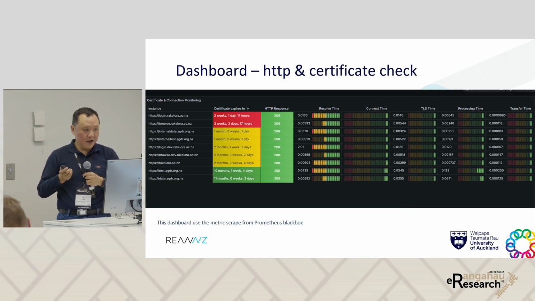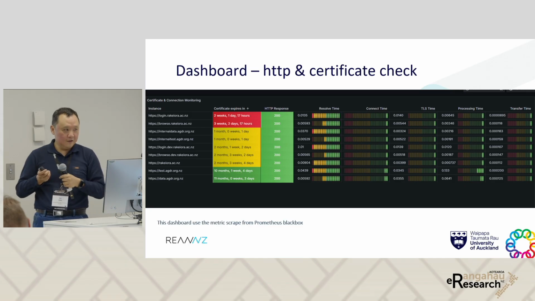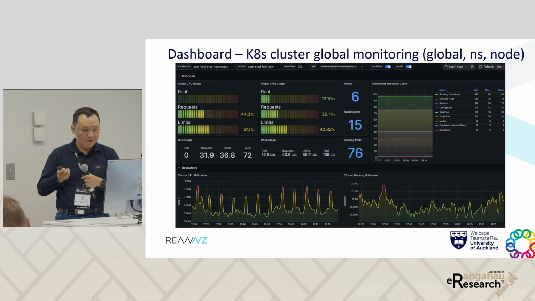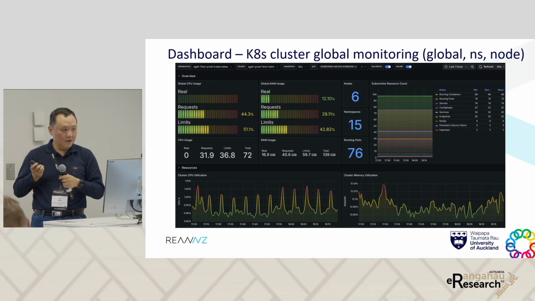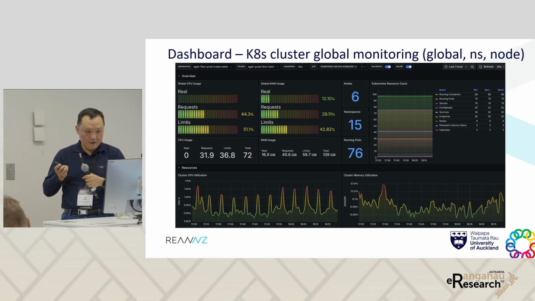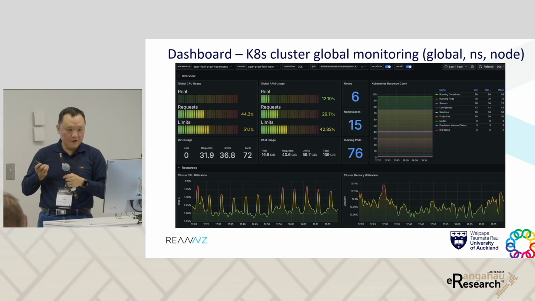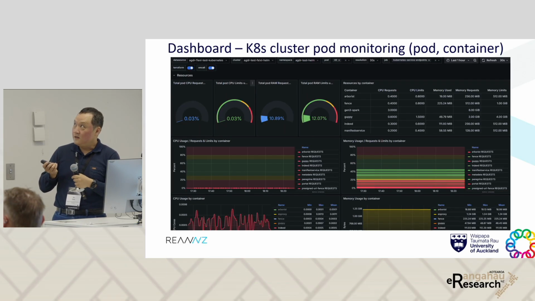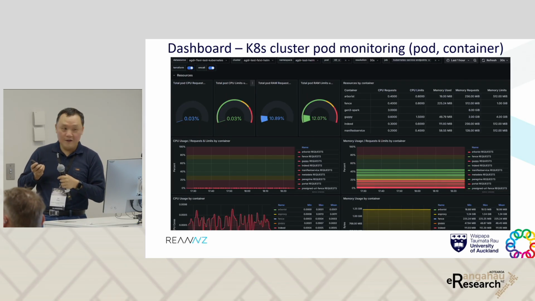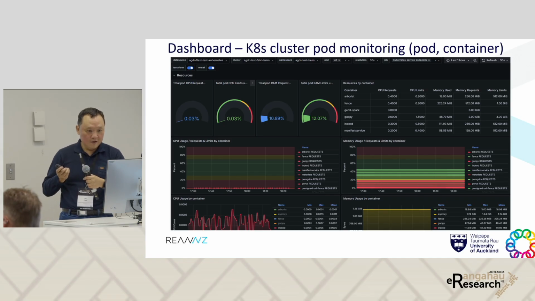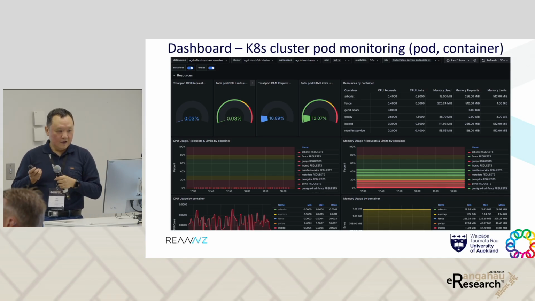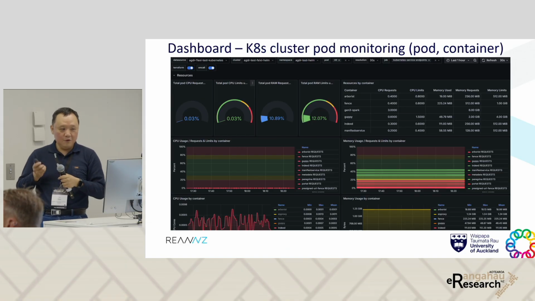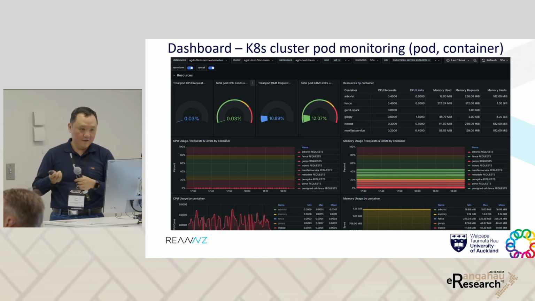It monitors the HTTP connection and the certificate expiring date. This is the Kubernetes global monitoring to monitor the cluster's resource usage and health. And this is the Kubernetes cluster support and container monitoring. It monitors the pod, the CPU, and the memory's request limit and usage.